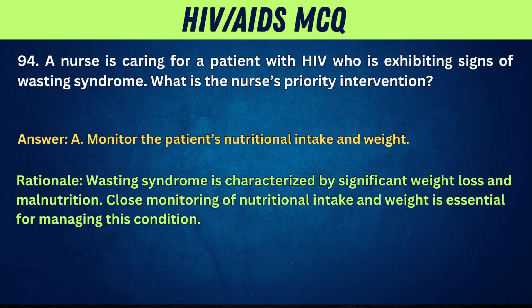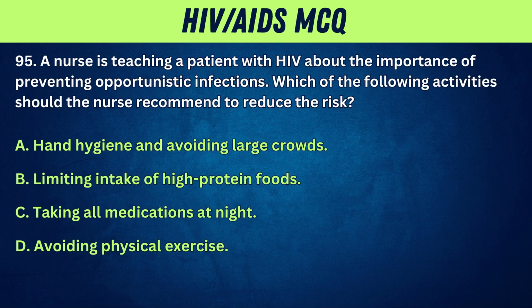Answer: A. Monitor the patient's nutritional intake and weight. Rationale: Wasting syndrome is characterized by significant weight loss and malnutrition. Close monitoring of nutritional intake and weight is essential for managing this condition.